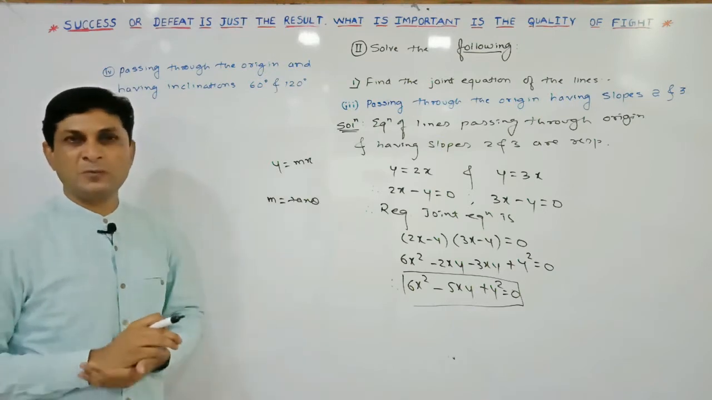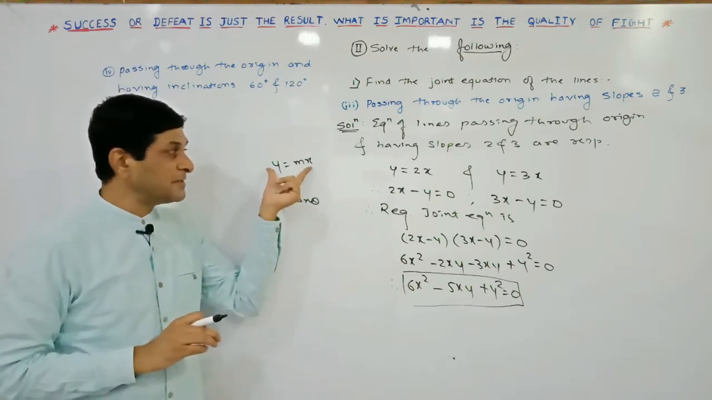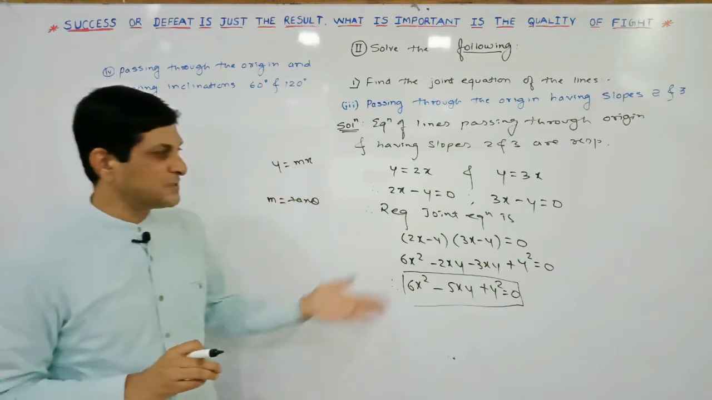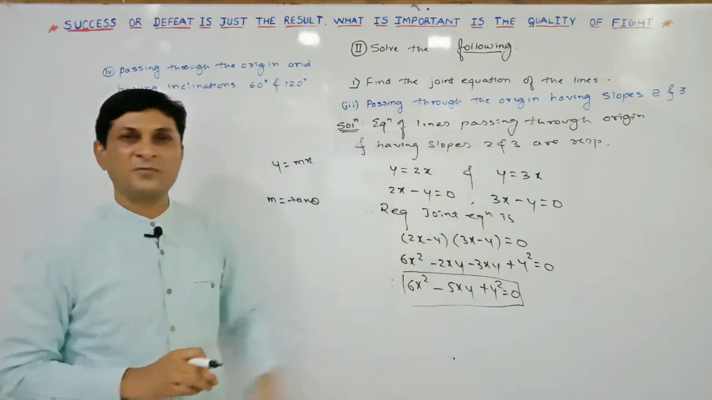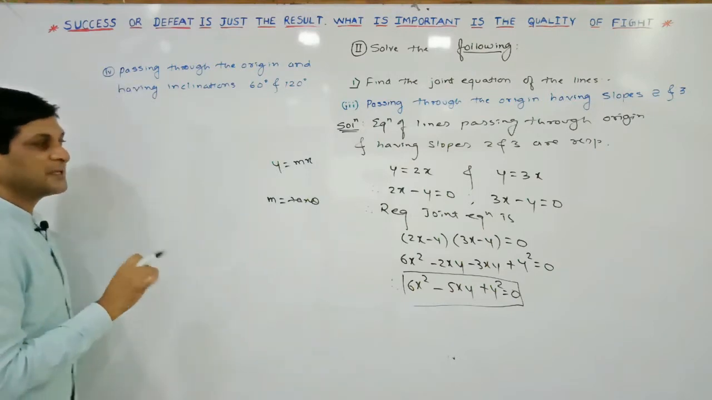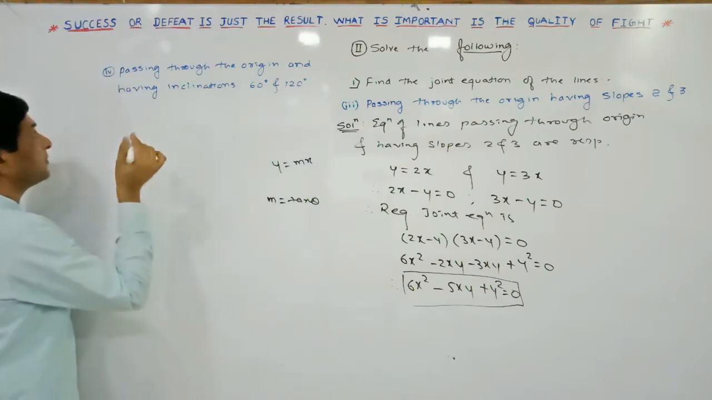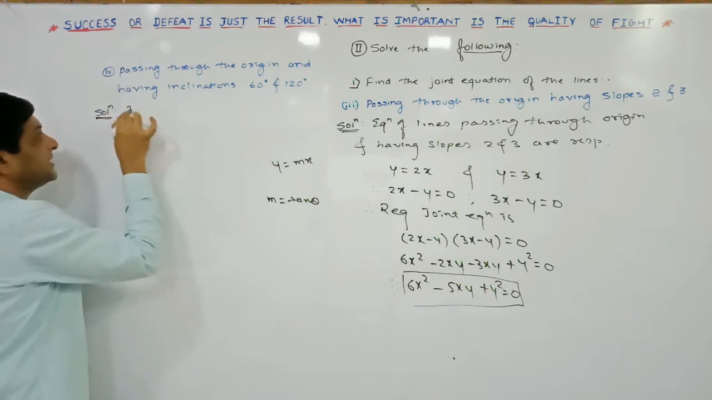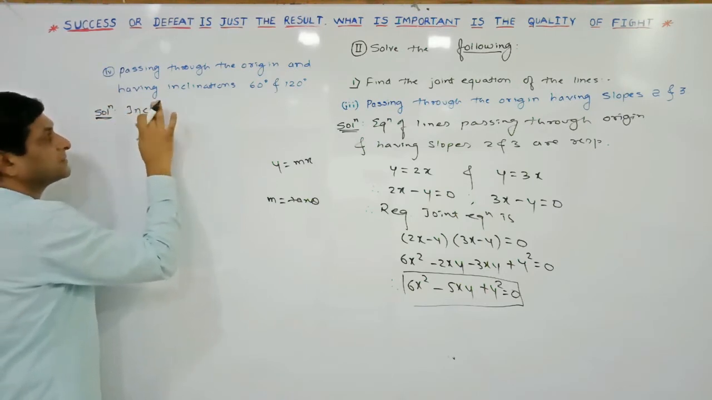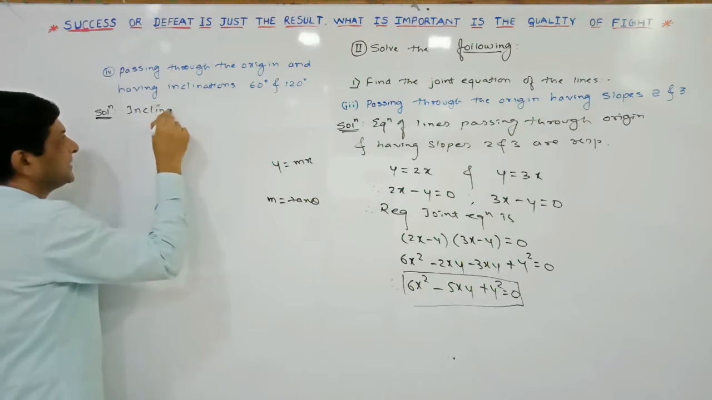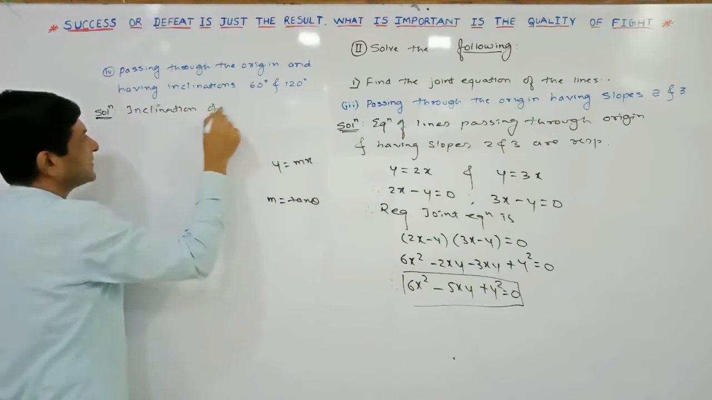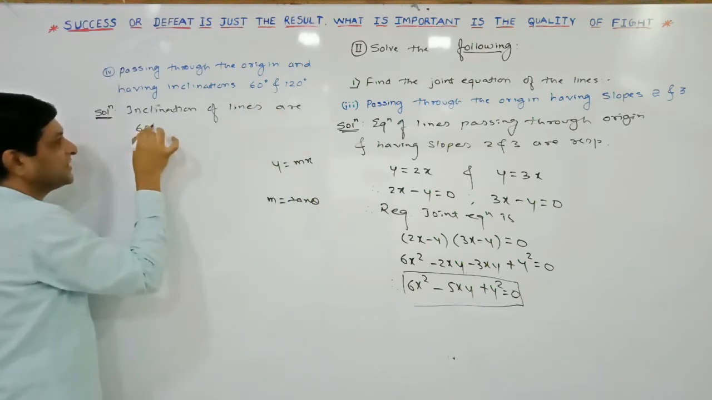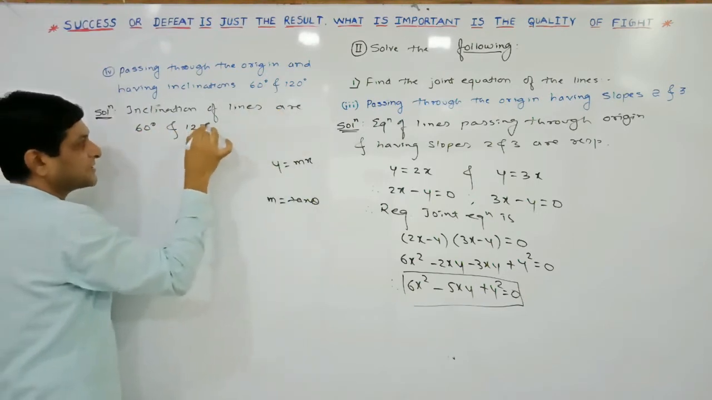And once the slopes of both the lines are known to us, applying this formula, we are able to find out the equation. And once the equations are known to us, by taking their multiplication, we are able to find out our required joint equation. So first we are trying to find out the slope of the lines. So observe here, given condition, the inclination of lines are, so what are the inclinations here? 60 degrees and 120 degrees.